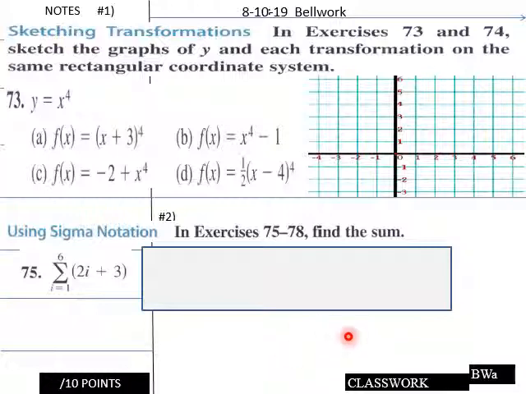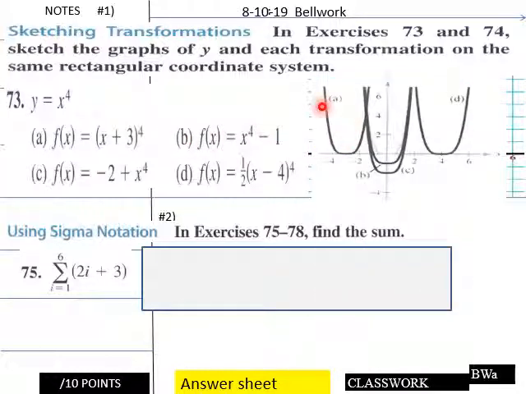Hello, everybody. Welcome back for today's solutions. Today's bell work for 73 up here: y equals x to the 4th power. Then we have each one of these transformations here. And this is what your graph should look like. You got A over here. You got B here, this one down here. And then C drops down a little bit lower than B, so -2 plus x to the 4th power, and this is -1 times x to the 4th power. And then D is over here. D is f of x equals 1/2 quantity x minus 4 to the 4th power, and you have a shift here to the right of 4 units for D.